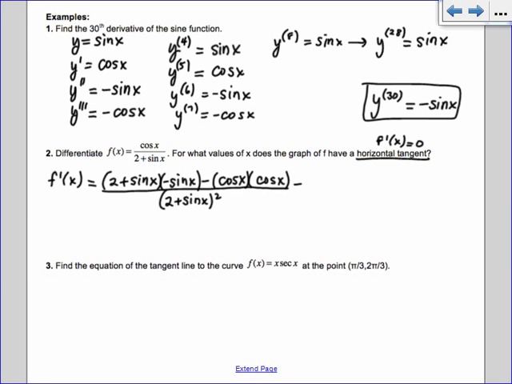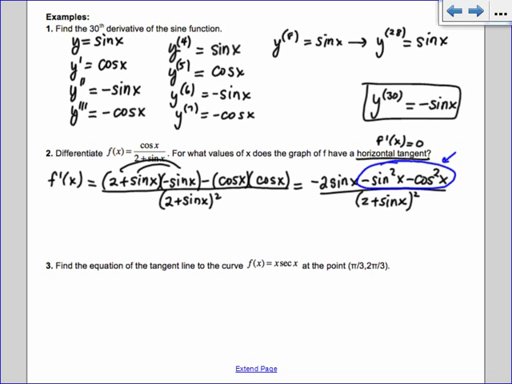Okay? So we're going to continue to simplify. So I'm going to distribute my negative sine in. So I get negative 2 sine of x minus sine squared x minus cosine squared x all over 2 plus sine x quantity squared. So what do we see? Right here, what's this to come? Yep, minus 1. Yep, so we're going to have negative 2 sine of x minus 1 all over our denominator.